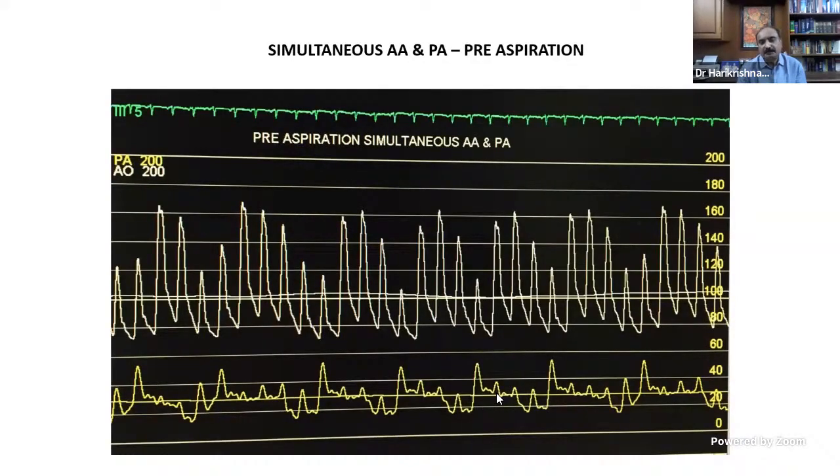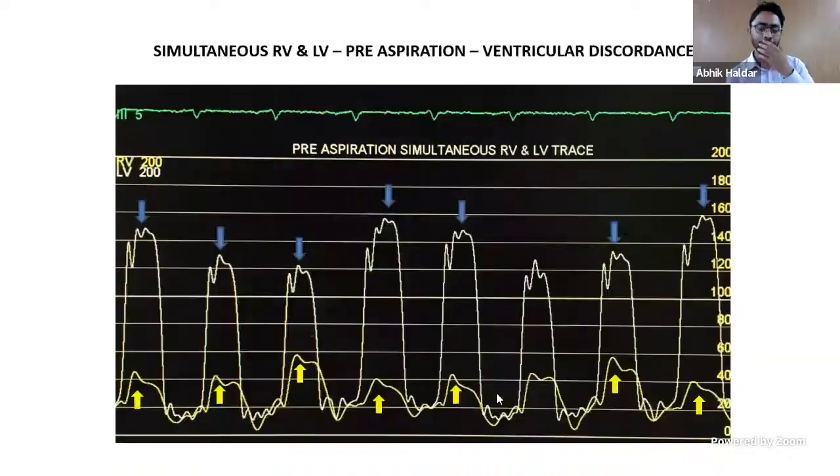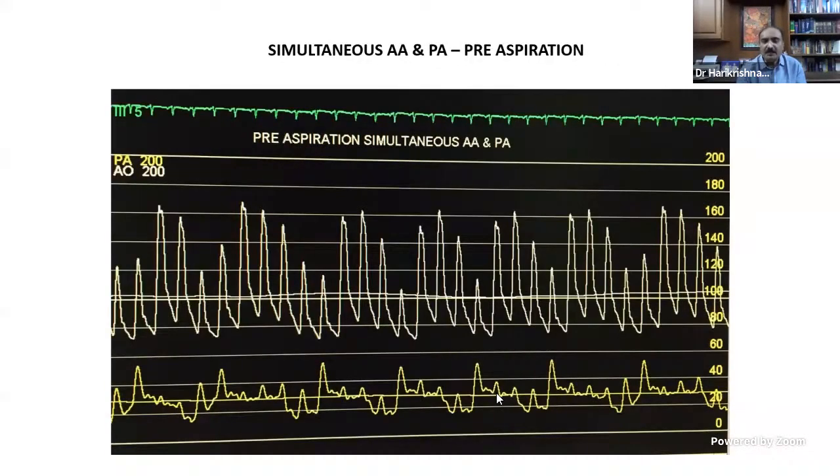And what is happening here? It's an arterial tracing, same patient. Not pulsus paradoxus, it is the equivalent of ventricular interdependence. You're seeing it in the great arteries as well. Here the RV pressure is increasing, LV pressure is decreasing. Same thing you are seeing in the peripheral artery. The lower is the pulmonary artery, the upper is the aorta. Same thing you are seeing. Arterial discordance.